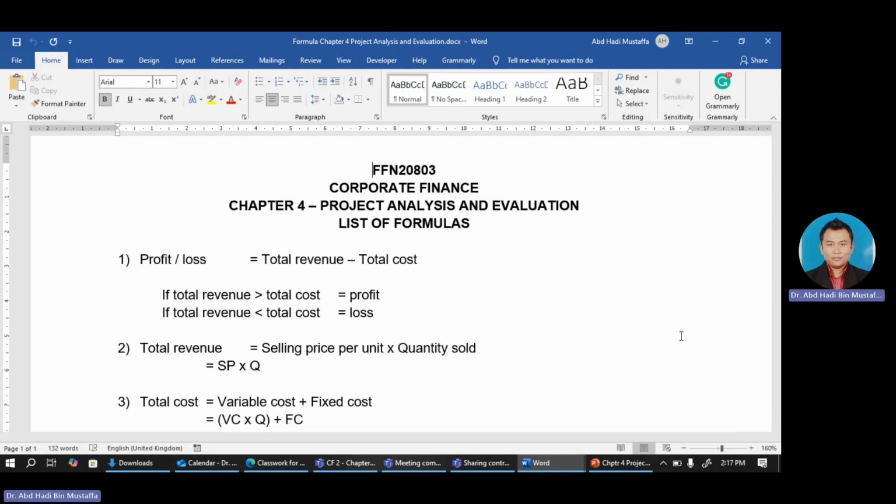Do you have access to the list of formulas in the notes? Yes. Okay, now the basic profit and loss formula is total revenue minus total cost. That means total income, or total cash inflow, minus total cash outflow. So if your total revenue is more than total cost, definitely it will be profit, because revenue is high and cost is low. However, if you reverse the situation, where total revenue is less but the total cost is high, it will be losses. That means you will get a negative if you subtract.